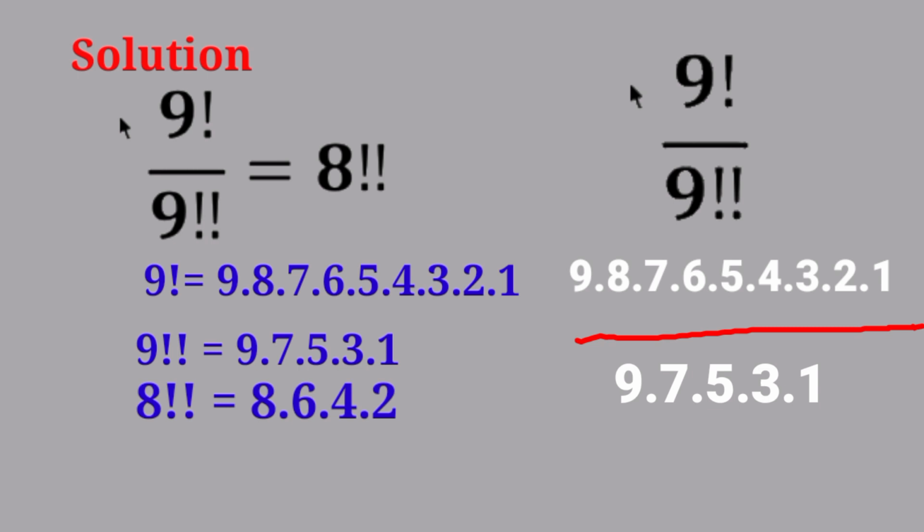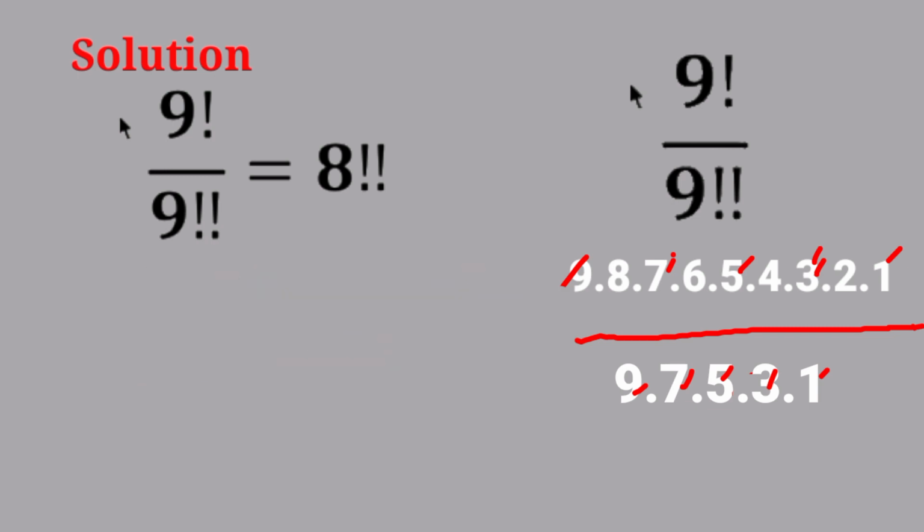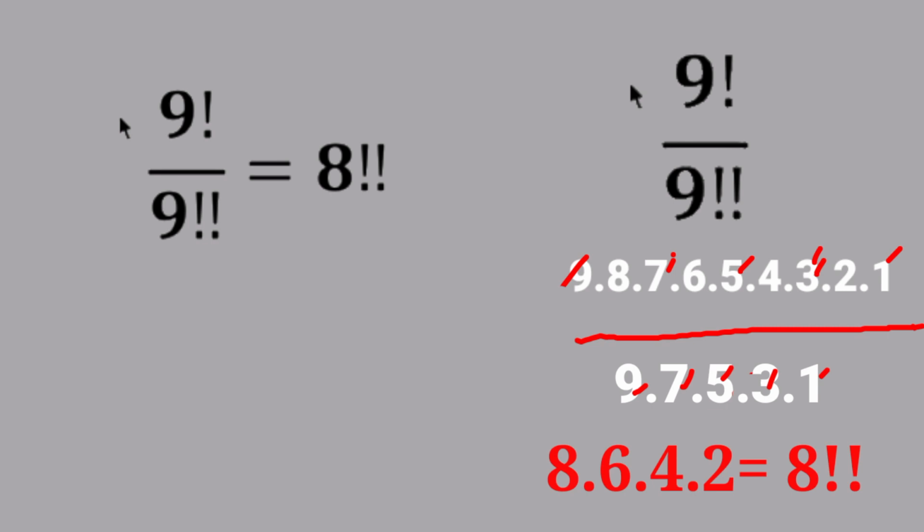9 × 8 × 7 × 6 × 5 × 4 × 3 × 2 × 1 over 9 × 7 × 5 × 3 × 1. So if we check, they all cancel, so we get only 8 × 6 × 4 × 2, which is equal to 8 double factorial, hence proved.